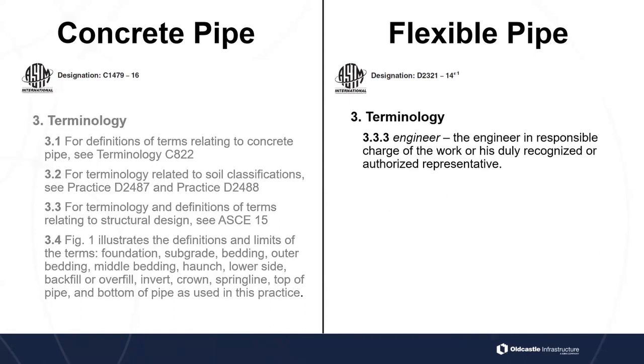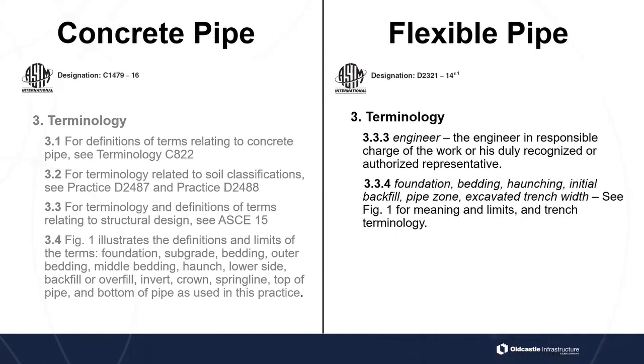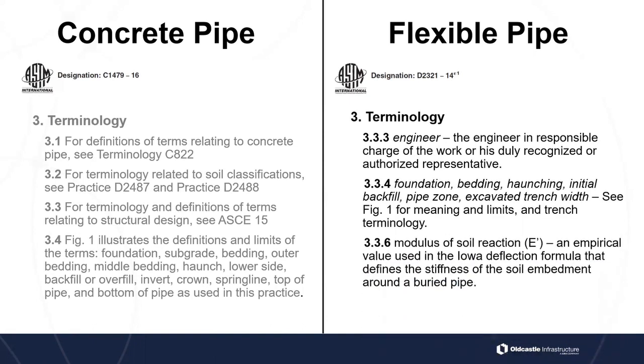So with flexible pipe, we also have terminology here. They've got the engineer, what it talks about, the foundation, bedding, haunching. It also has that modulus of soil reaction that we discussed in our previous webinar. So when we look at these two, these are the critical elements here. Section 3.3.3, the engineer. The engineer, and this is referenced 29 times, so we want to make sure that we know what the definition is. The engineer in responsible charge of the work or his duly recognized or authorized representative.